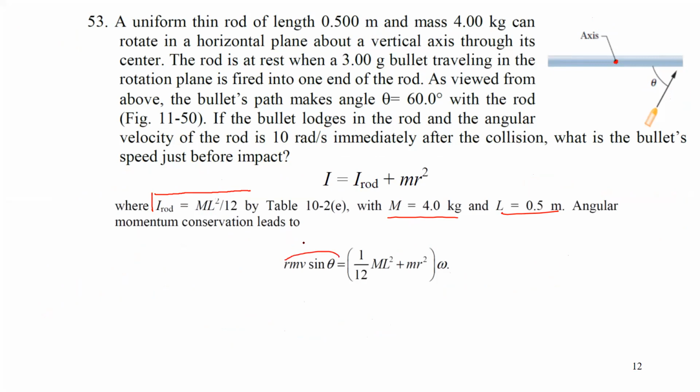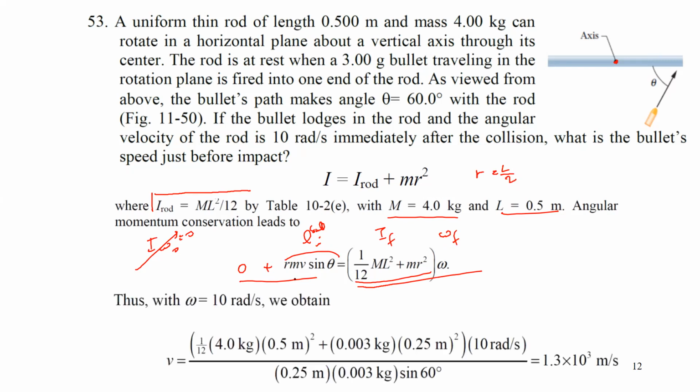This is the initial angular momentum of the bullet. The angular momentum of the rod initially is 0, because you have I omega_0, but omega_0 is 0. And this is the final, I final, and this is omega final. So angular momentum initial is equal to angular momentum final. And again, this R here is L divided by 2. And also this R here is L divided by 2. So that's what I did here. So V is the only unknown.